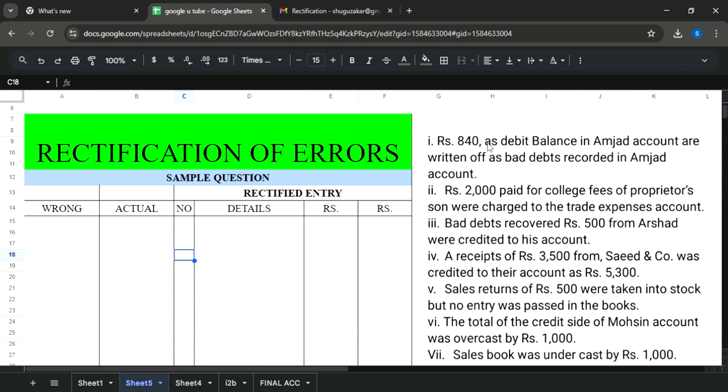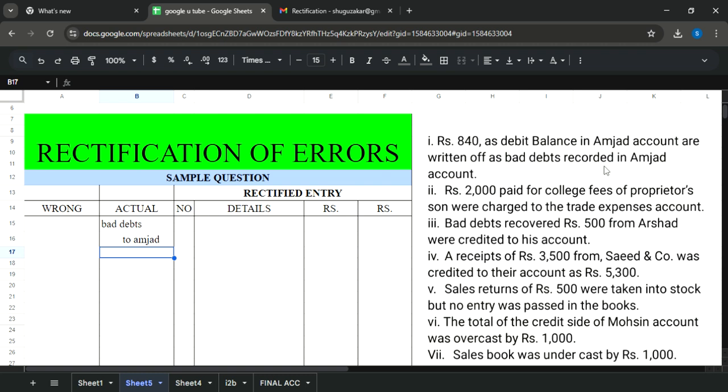Rupees 840 as debit balance in Amjad account. That means Amjad is our debtor. Debtors are assets. Assets should be written on the debit side. That is why it has been said Amjad account was debit. Written off as bad debts. When it is bad debts, it means that Amjad, who was a debtor, we are unable to receive the amount from him. So the actual entry was supposed to be bad debts to Amjad.